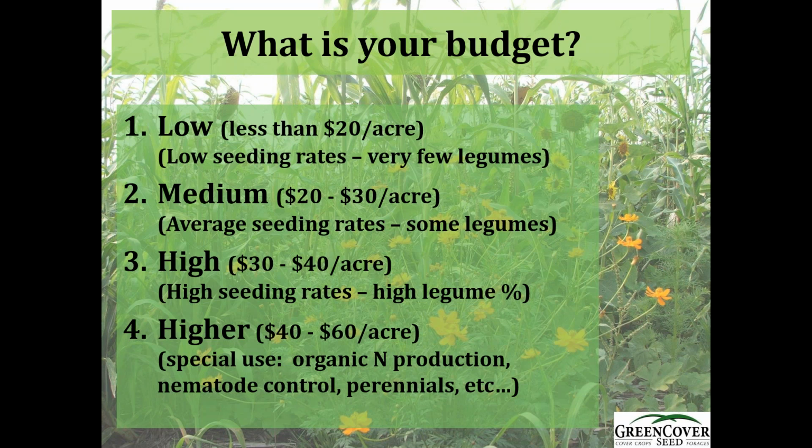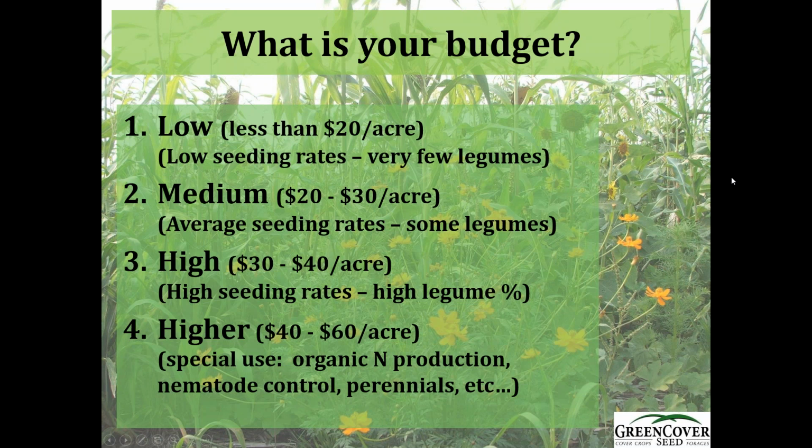The medium rate is where most of our mixes would fall, and that's going to be between $20 and $30 an acre. You're going to have some legumes out there. It's not going to be super heavy in legumes. You're not going to get a lot of nitrogen fixation, but there will be some. So that's going to be in that $20 to $30 range.